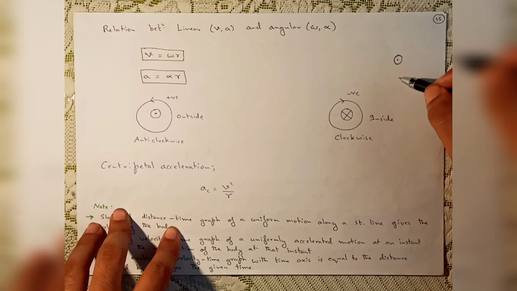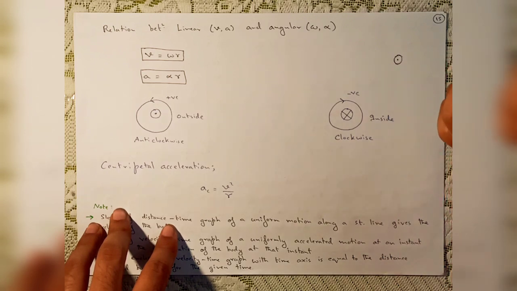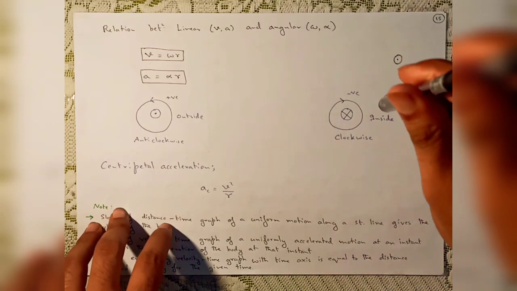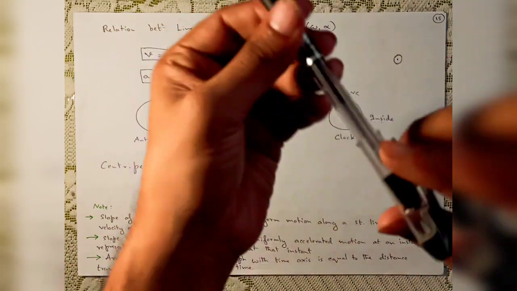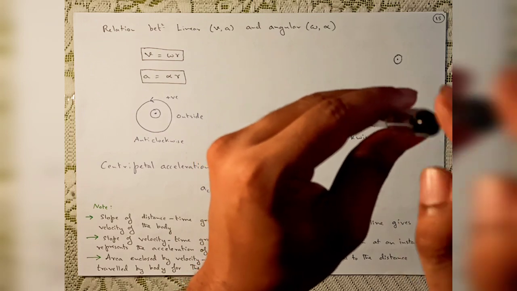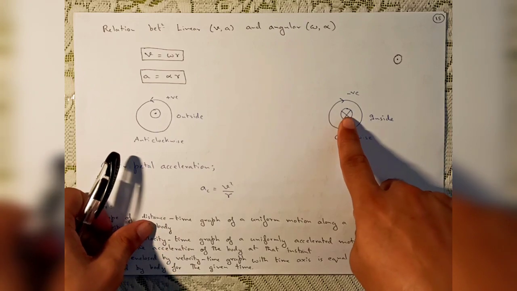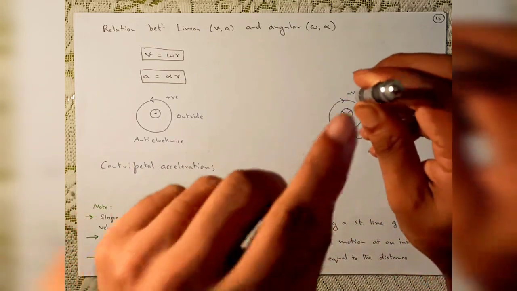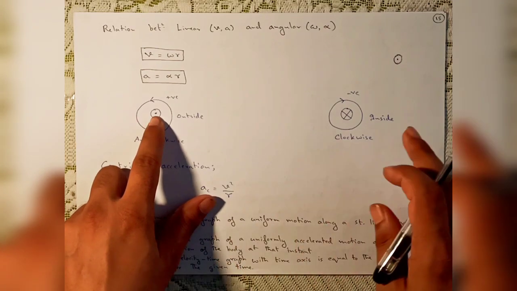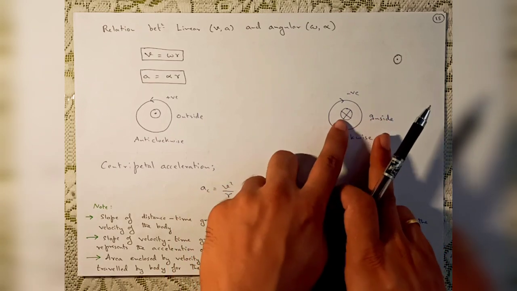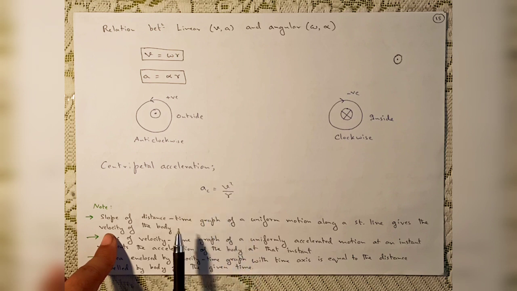In a diagram, if a dot is there over a circle, this means that the body is coming out towards you, like an arrow pointing towards you. When it is going away from you, it is denoted by a cross. So when it is coming outside, it is denoted by a point, and when it is going inside, it is denoted by a cross. And centripetal acceleration, as I told you, is given as v squared divided by r.